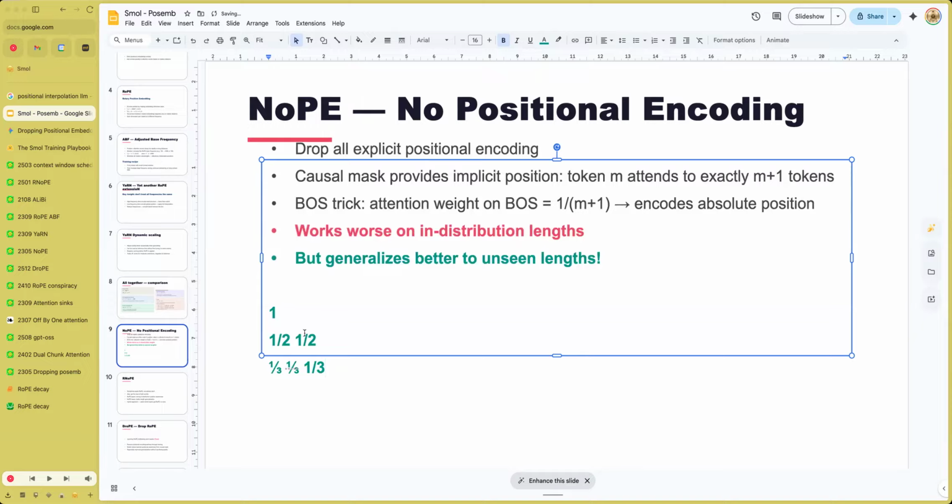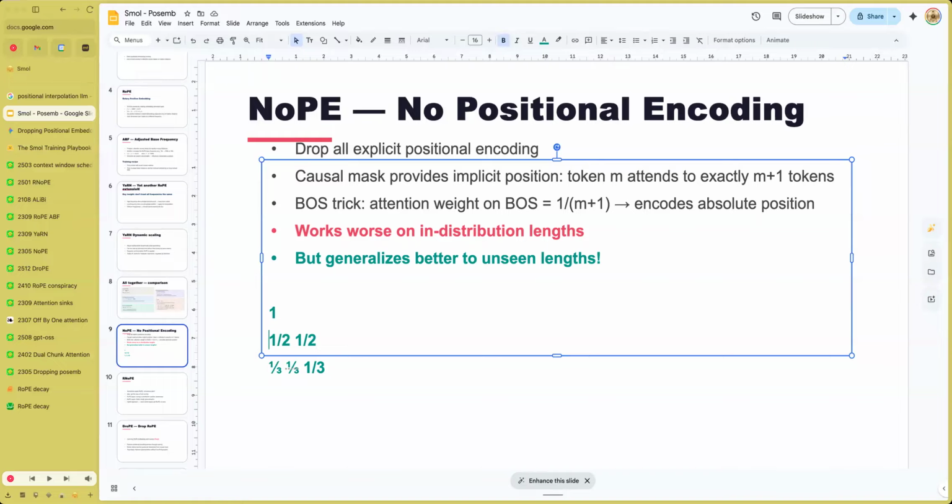The second token will see two half scores. The third token will see three third scores, and so on. But that doesn't really help us, because the model doesn't know which of them is first, which is second, or their positions, since they are just summed in the network.